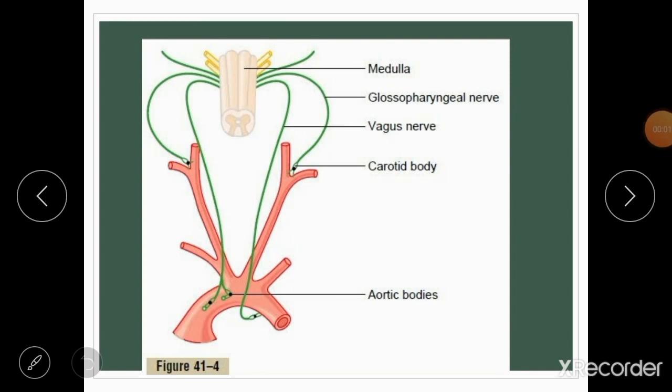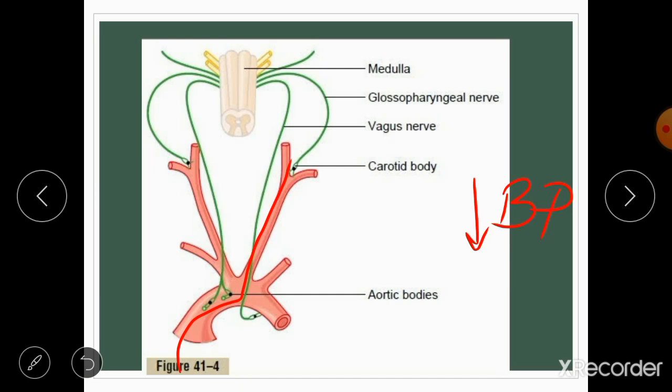In this figure you can see where the common carotid artery bifurcates into the internal carotid artery and the external carotid artery, there is a small body which is known as the carotid body. Similar bodies are present within the arch of aorta, and these are known as the aortic bodies. Suppose suddenly there is a fall in the mean arterial pressure. The blood which is coming to the aortic bodies and then to the carotid bodies has reduced pressure than normal.